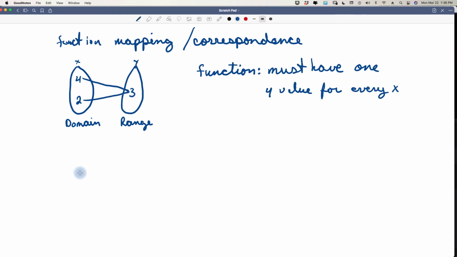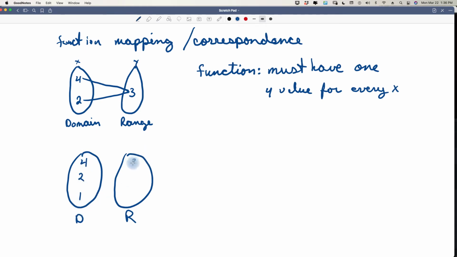Okay, here's another one that we're given. And you can tell me if this is a function or not. Here's our domain, and I'm just going to write a D and an R for quickness. We have 4, 2, and 1 as x values, and 3, 5, and 6. And 4 maps to 3, 2 maps to 5, 1 maps to 6. Okay, does every x value have a y value? Is there one y value for every x value?